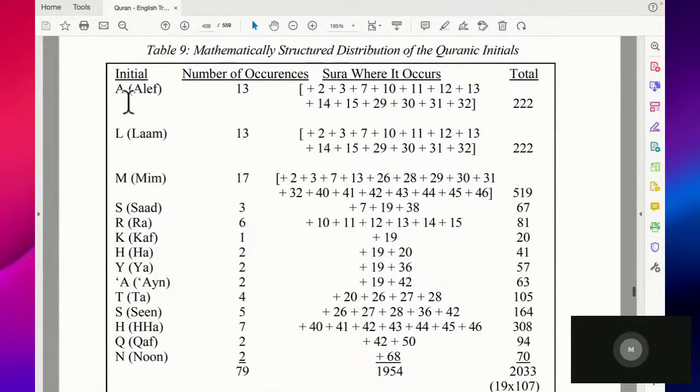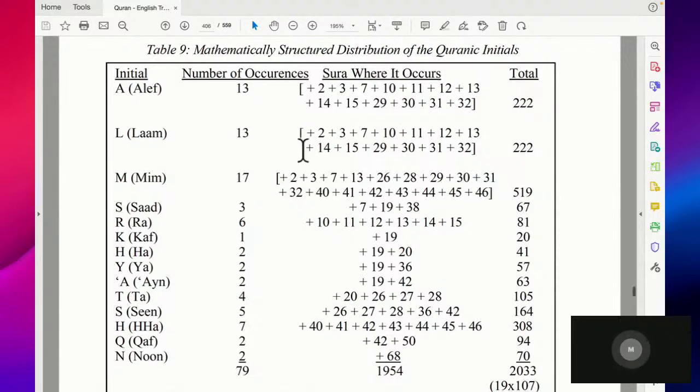What does it mean? For example, we have Aleph, but Aleph doesn't only occur in Surah number 2. It occurs in Surah number 3, 7, 10, 11, 12, 13, 14, 15, 29, 30, 31, and 32. And you can check the authenticity of this information by any Quran. Just pick up any Quran, look at those surahs and see whether they have appeared in these surahs or not, right? That's very easy to check. Now, the total of this row becomes 222.